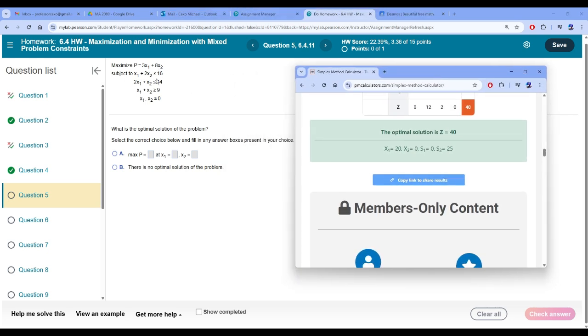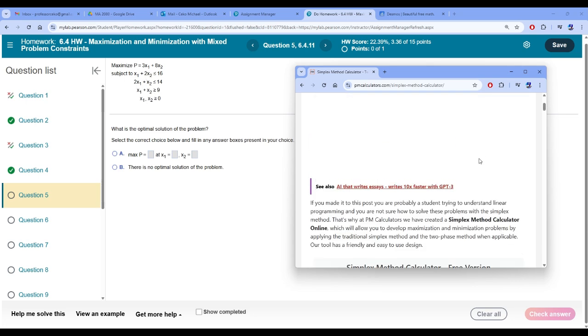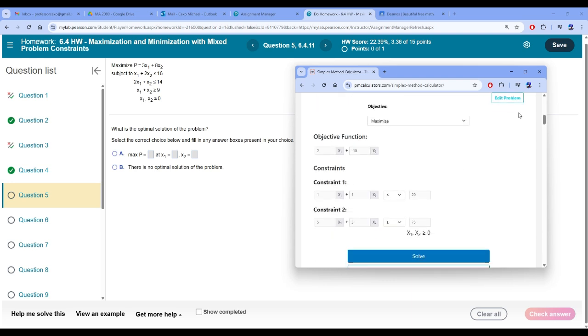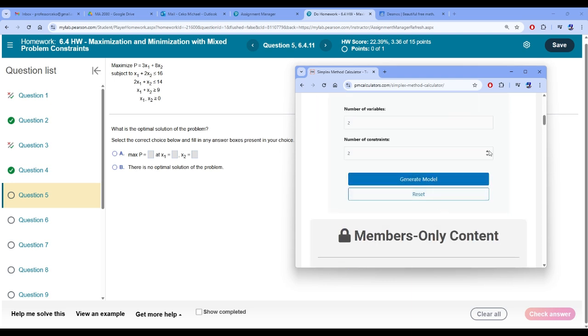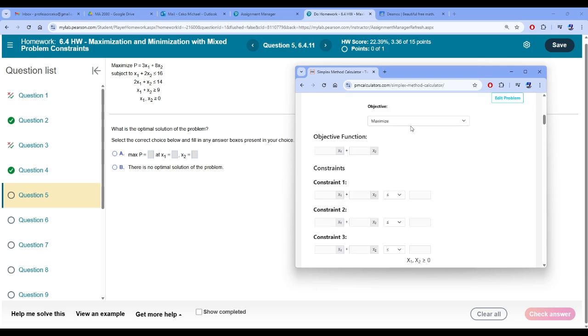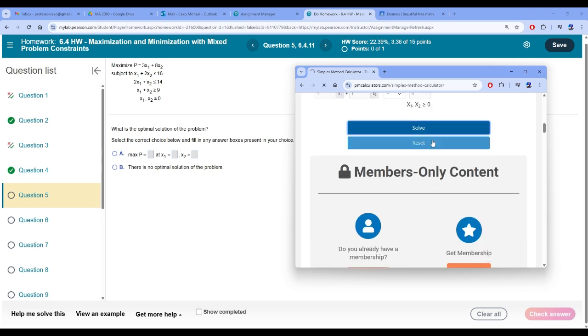All right, this one just says find the max. So this one has two variables, 3 constraints. Edit problem. 2 variables, 3 constraints. Generate the model. I want to maximize. So here, this is going to be 3. This is going to be 8. My constraints are 1, 2 less than or equal to 16. This is going to be 2, 1 less than or equal to 14, and then this is 1, 1 greater than 9. Solve.